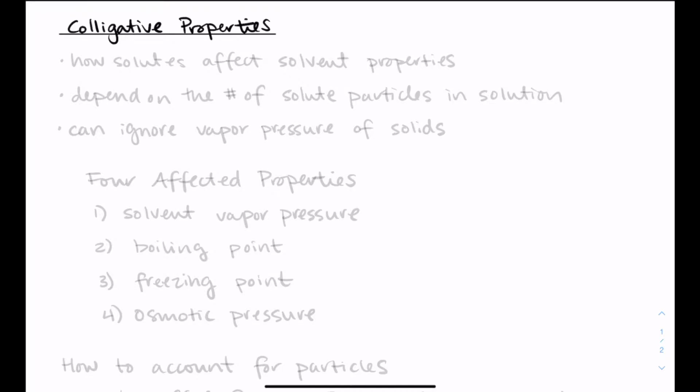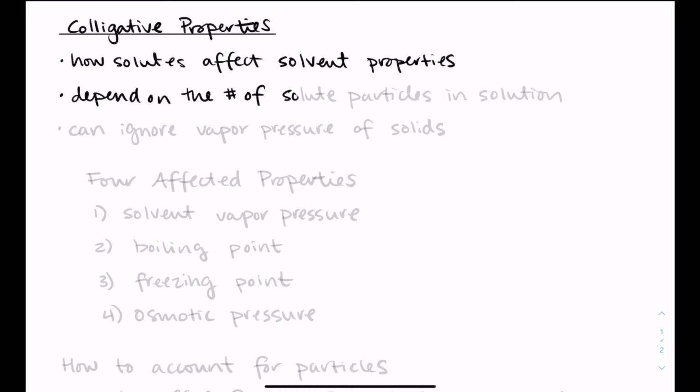The next couple of videos will go into colligative properties. And what I'm going to do in this video is let you know what we're going to do and add one tiny detail of how we're going to account for stuff that is in the solution. So colligative properties, this is where we are going to start looking at how solutes affect solvent properties.